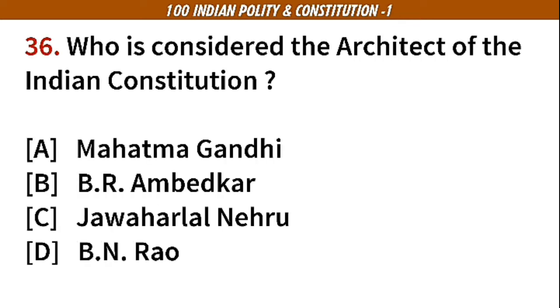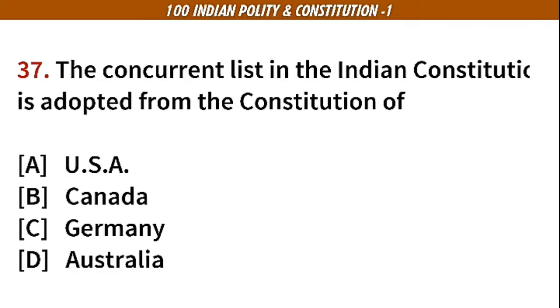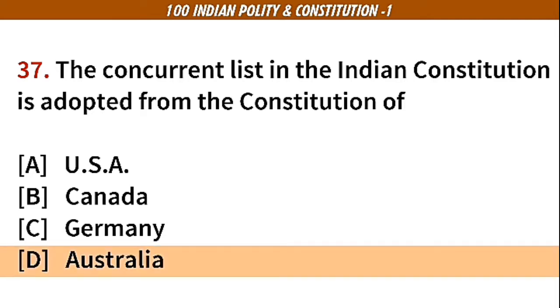Who is considered the architect of the Indian Constitution? Answer B. B.R. Ambedkar. The concurrent list in the Indian Constitution is adopted from the Constitution of? Answer D. Australia.